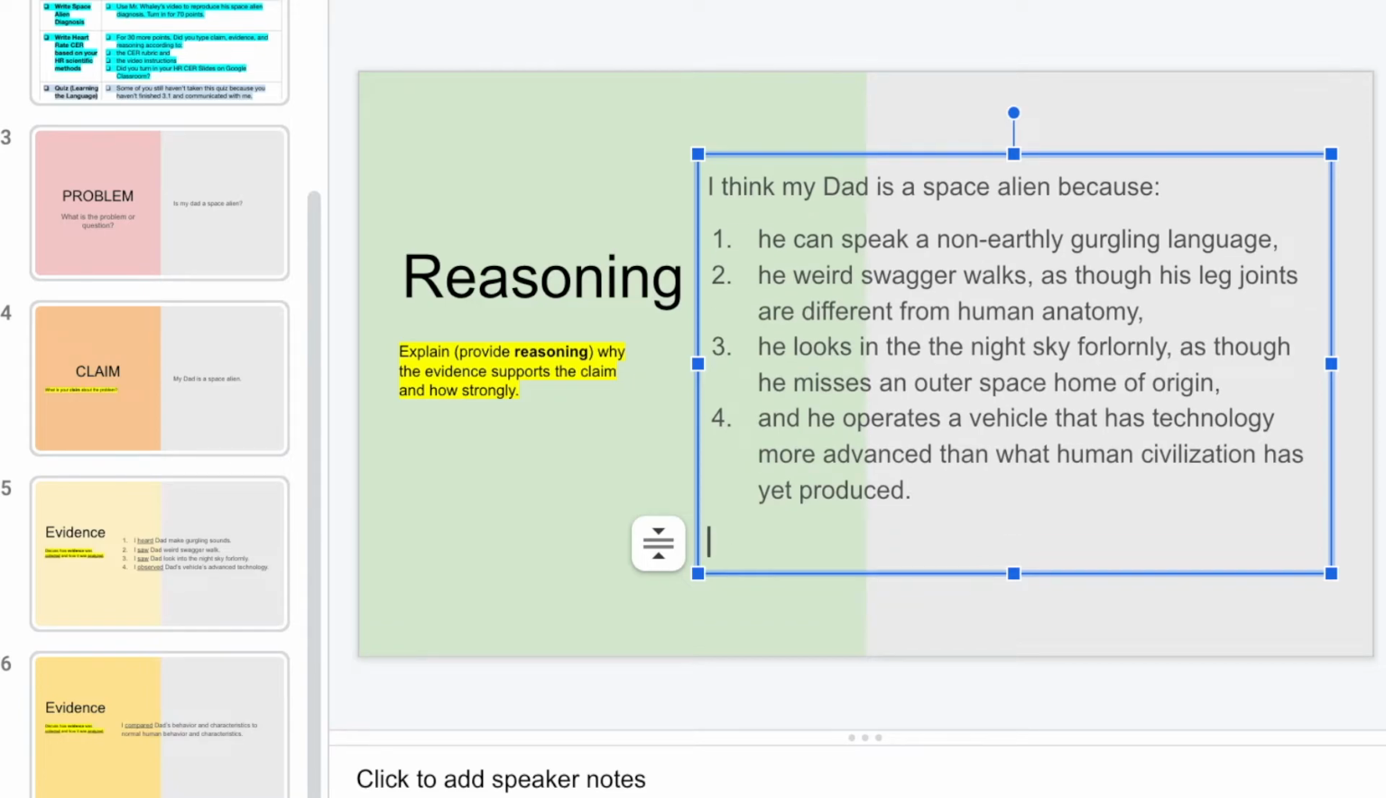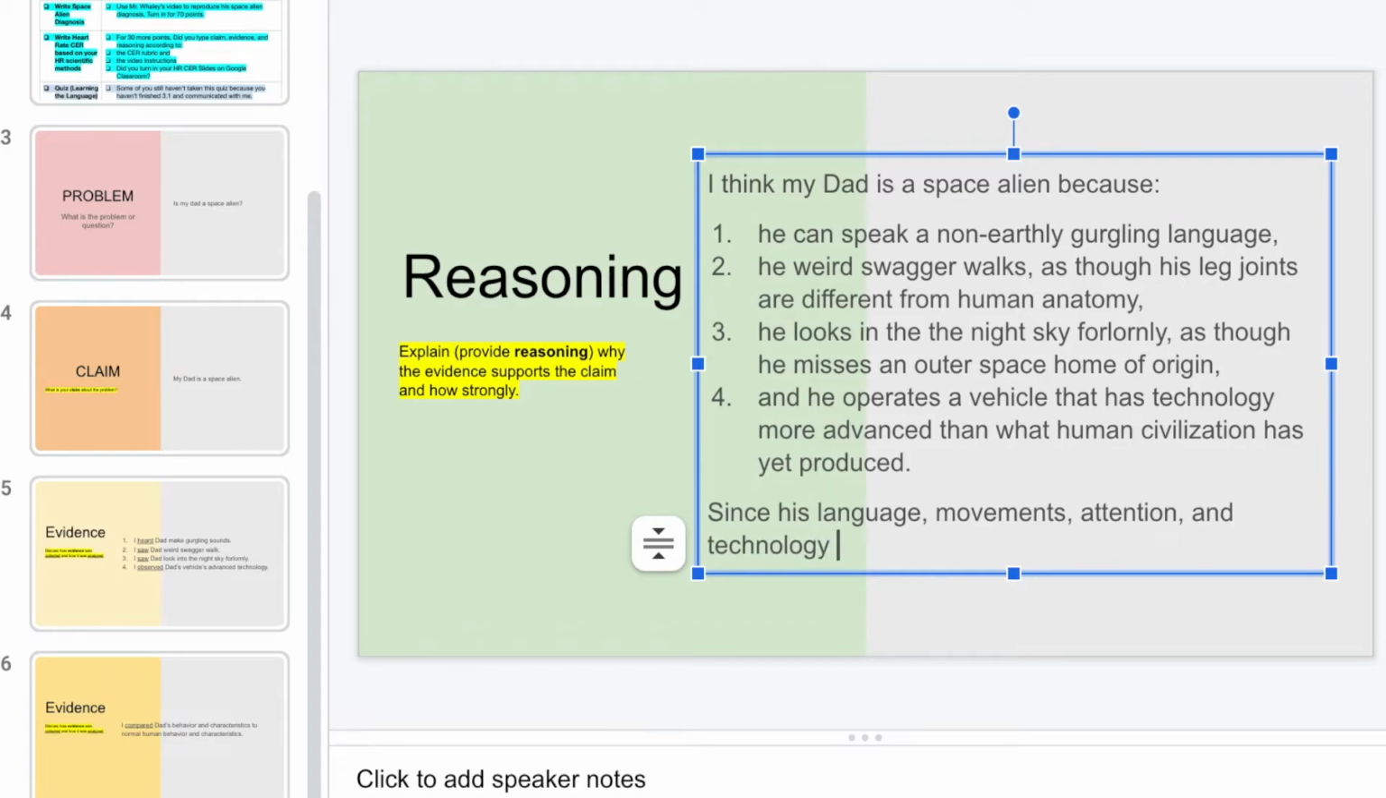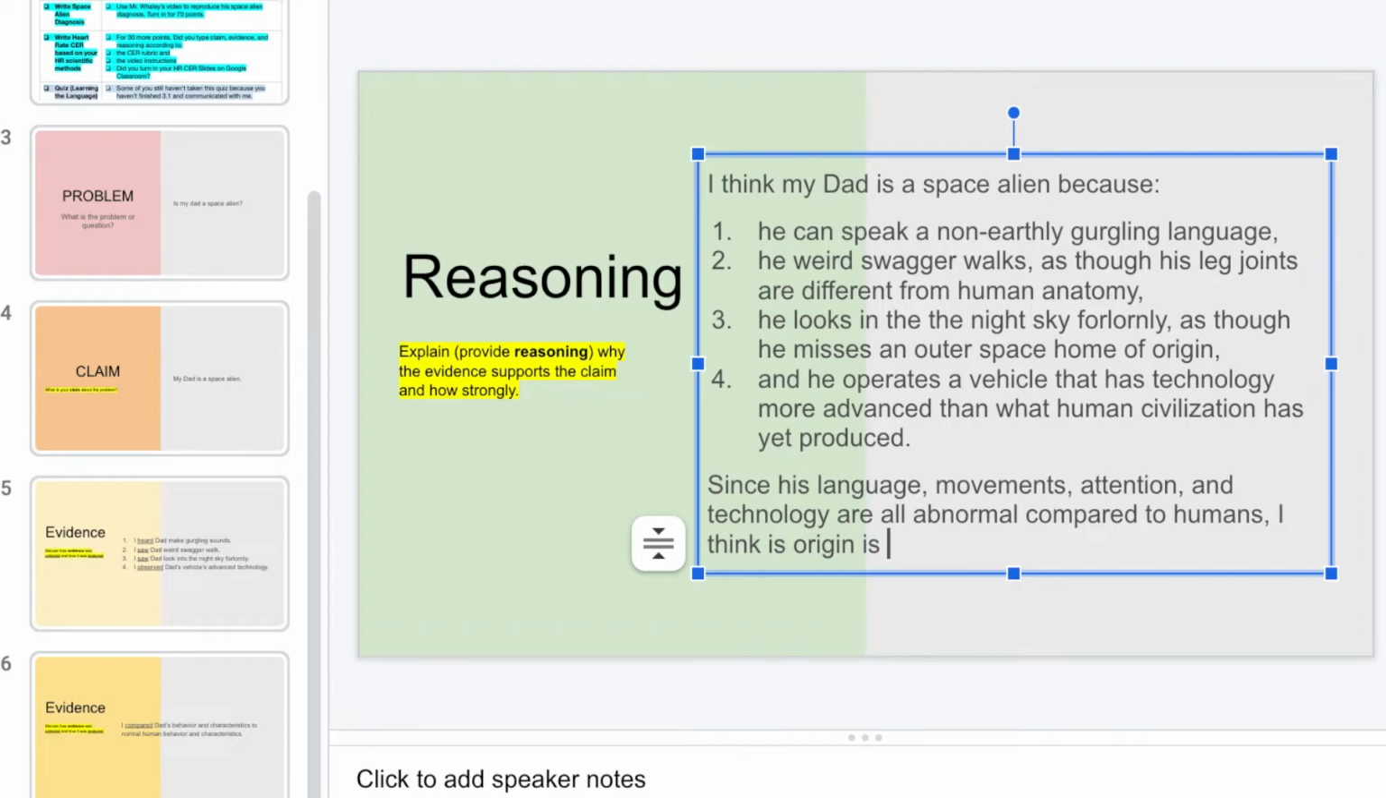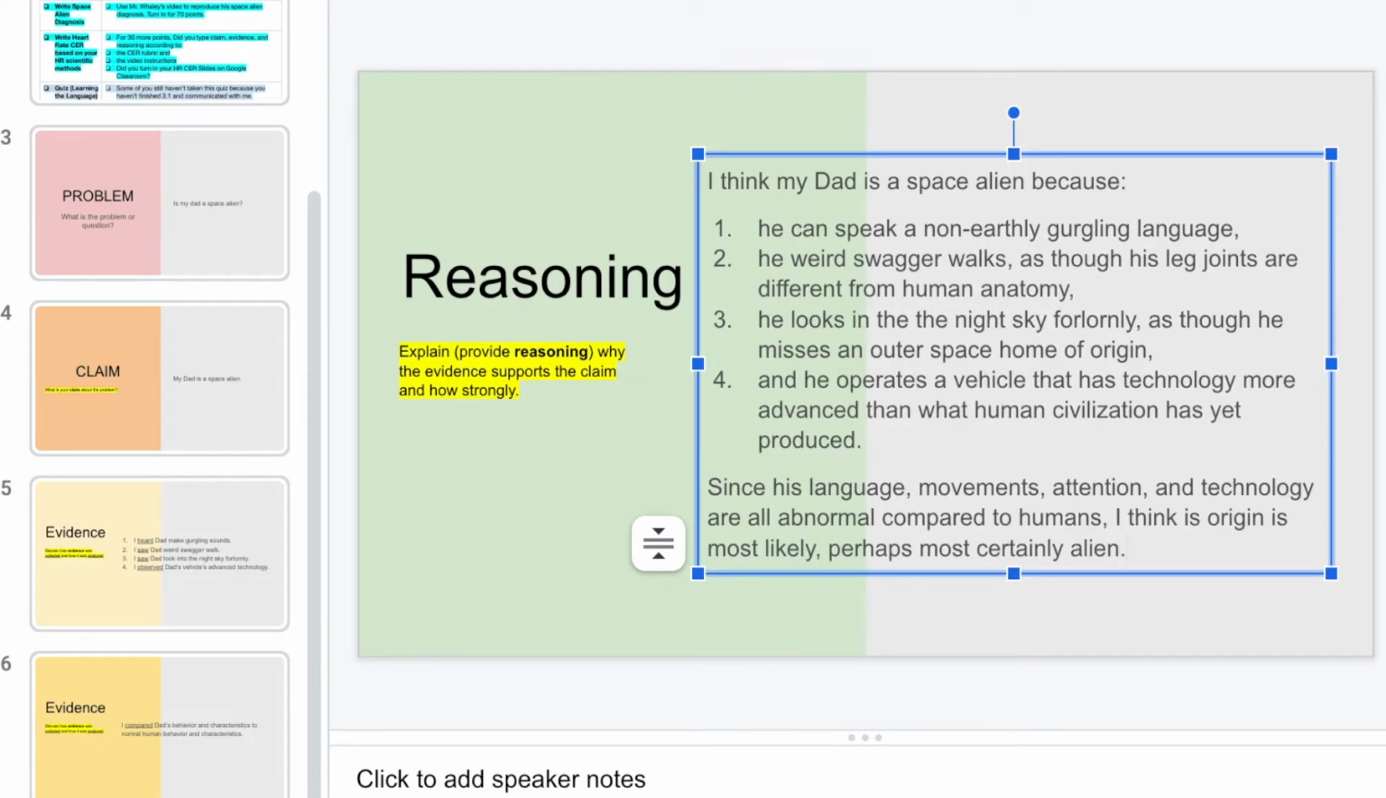All right, and so we got that. Now we need to sum that up. Since his language, movements, attention, and technology are all abnormal compared to humans, I think his origin is most likely, perhaps most certainly, alien.